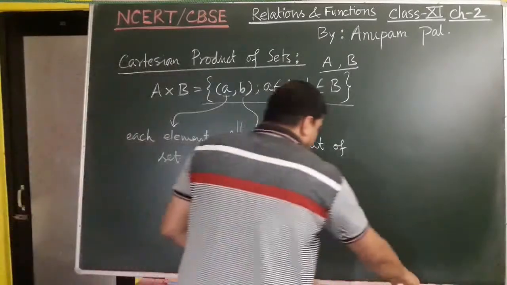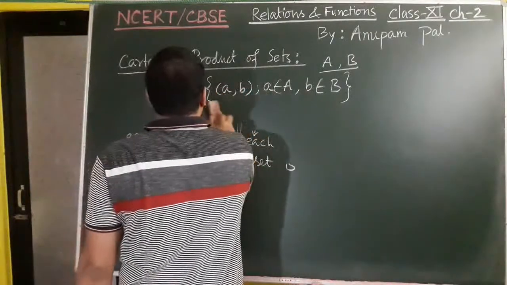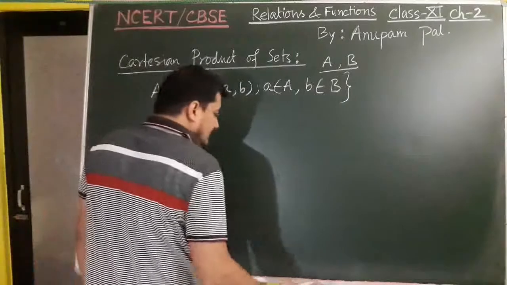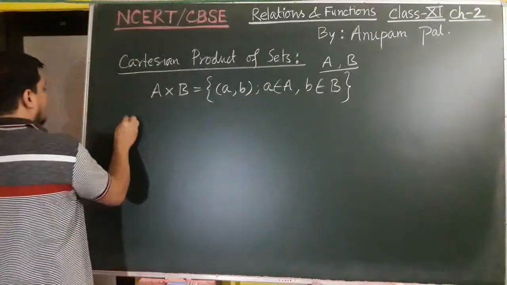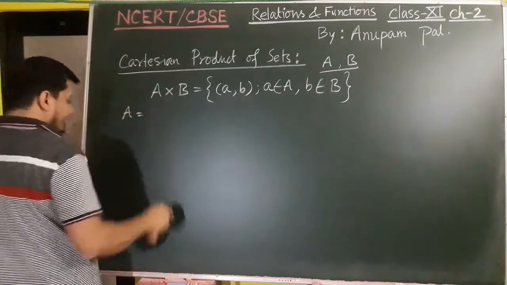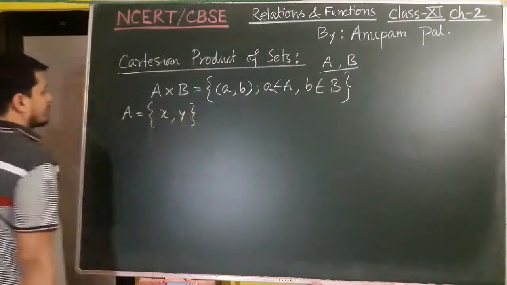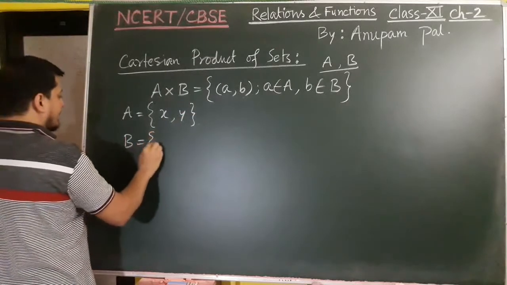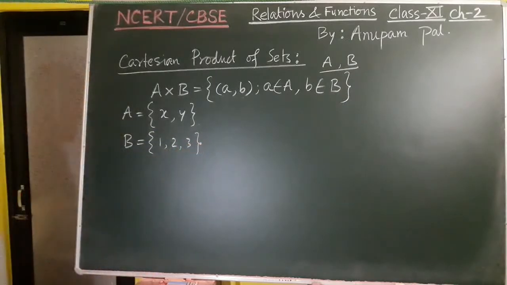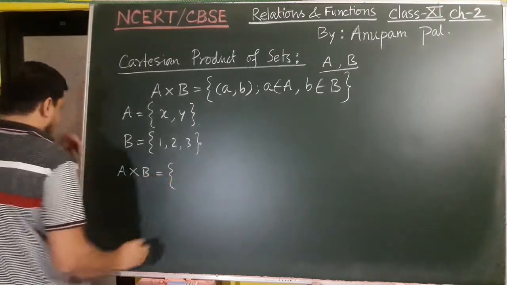So let me work out an example. Let me show you with the help of an example. Suppose you have a set A equal to {x, y}, and there is another set B which is {1, 2, 3}. Suppose you have these two sets. Now what will be A cross B? What is A cross B?